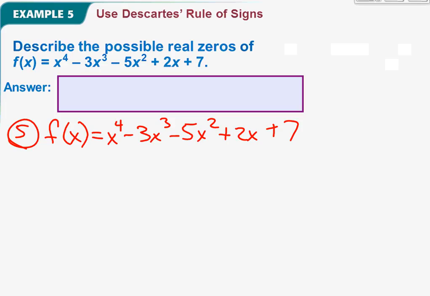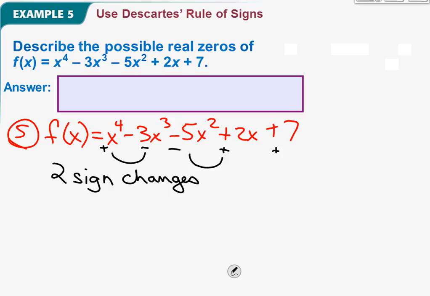So here this is positive and this one is negative, so that's a change in sign. This is still negative, so not a change in sign, but then this one's positive, that's a second change in sign. Now I'm positive, this is also positive, so that's not considered a change of sign. So there are 2 sign changes.